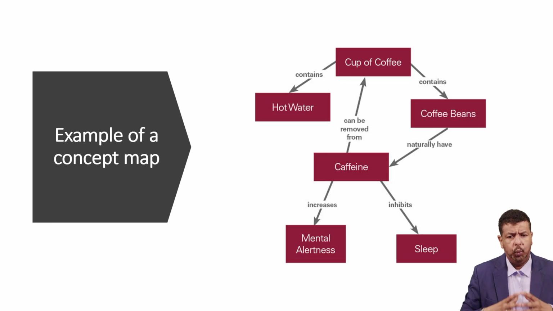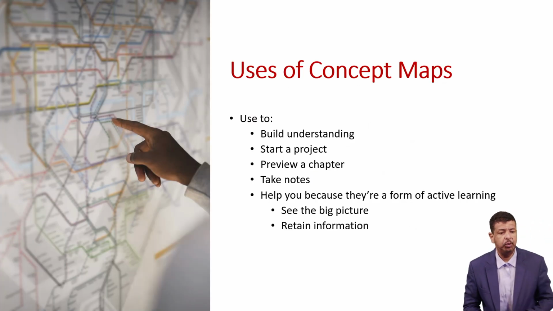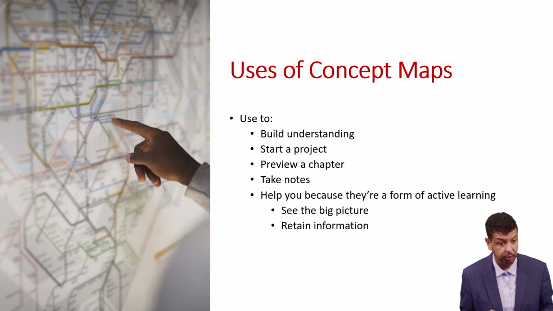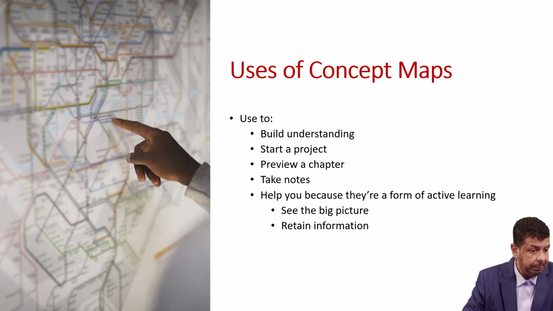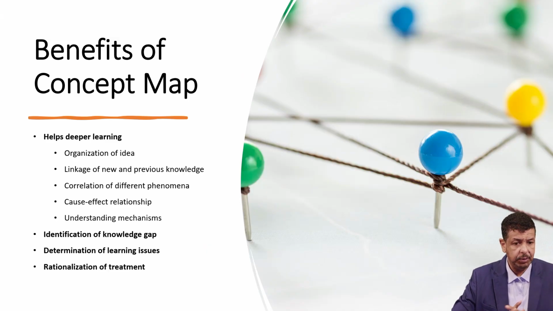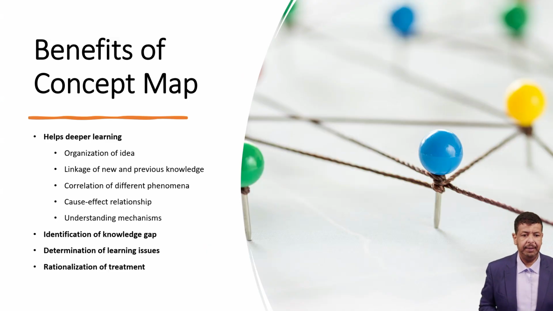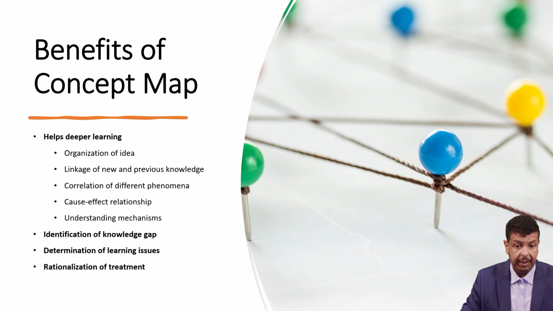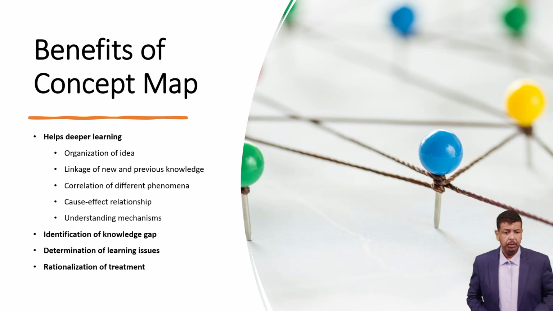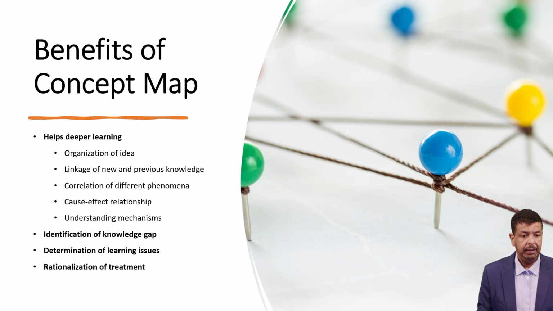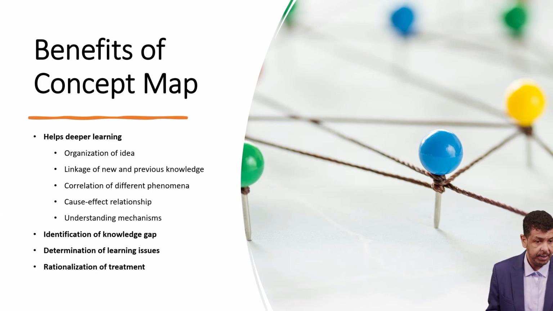So what are the uses of the concept map? We use the concept map to build understanding, to start a project, or maybe to review a chapter, to take notes, and it helps us because it's a form of active learning. It helps you to see the big picture, and it helps you with deeper learning, organization of ideas, linking of new and previous knowledge, correlation of different phenomena. It helps you to see cause-effect relationships, understanding of mechanisms. Also, it helps with identification of knowledge gaps, determination of learning issues, and rationalization of treatment.